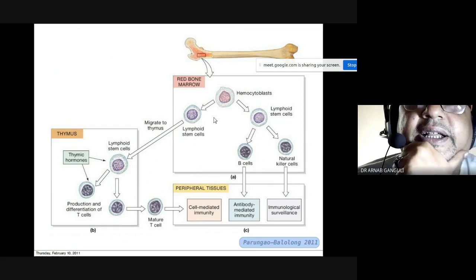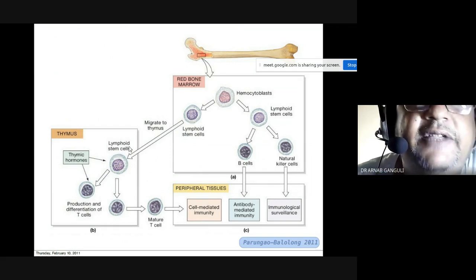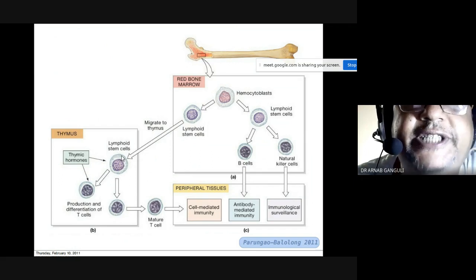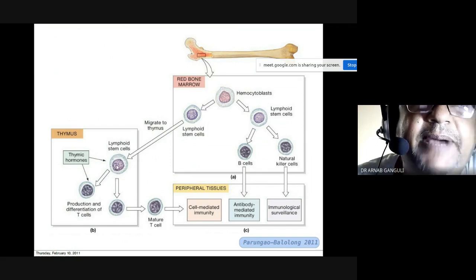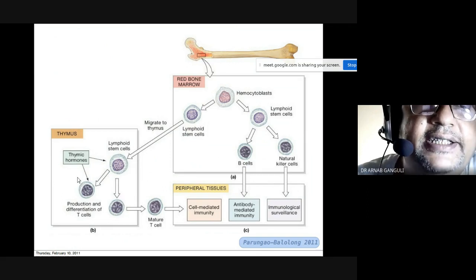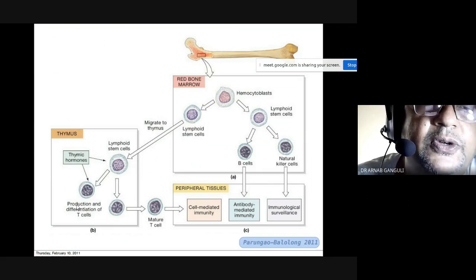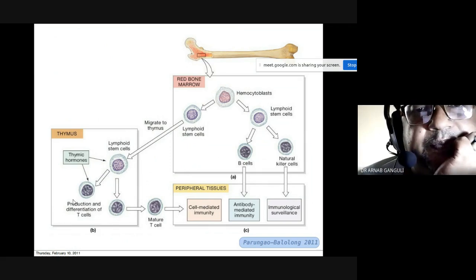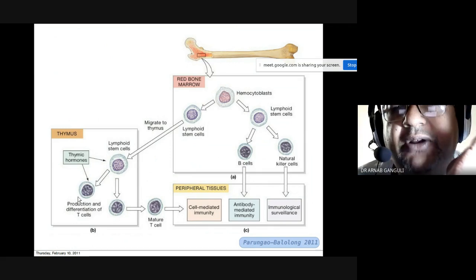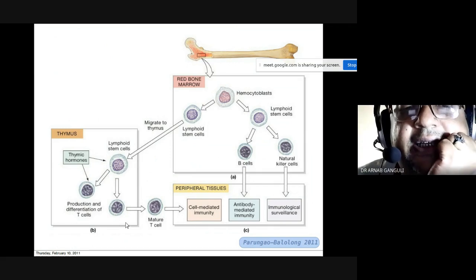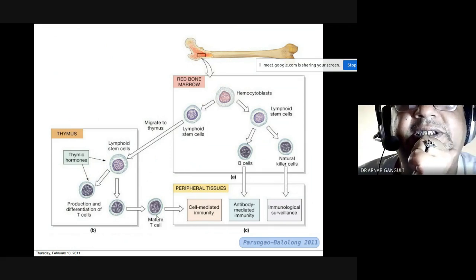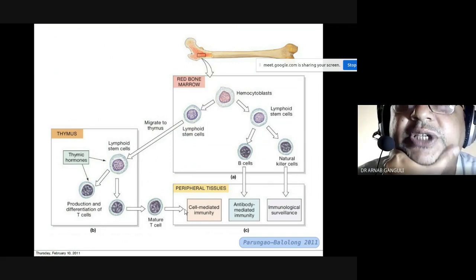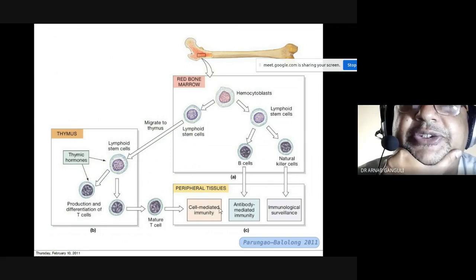The lymphoid stem cells migrate to the thymus. In the thymus, they mature, and the production of T cells takes place in the thymus. So first the bone marrow, and then from the thymus, the mature T cells will go to the peripheral tissues and give rise to cell-mediated immunity.